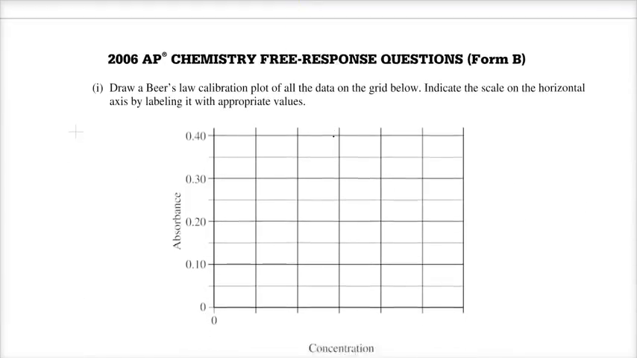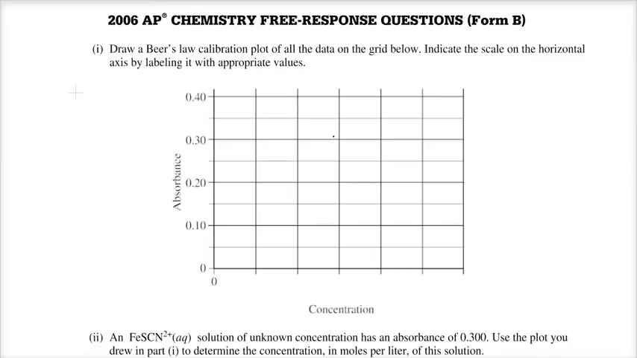So this is a 2-point question. They want you to indicate the scale on the horizontal axis. Well, if I think about this for a second, 3, 6, 9, 12, 15, of course, that's times 10 to the negative 4. I can do that. If you're not comfortable with that, you can go 3.0 times 10 to the negative 4 and put it there, 6.0, and so on. You get my point there.